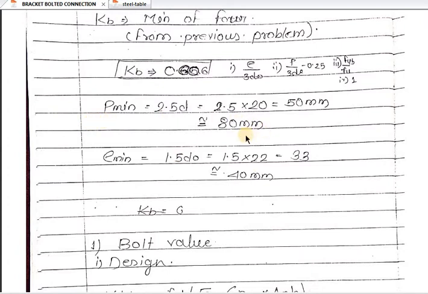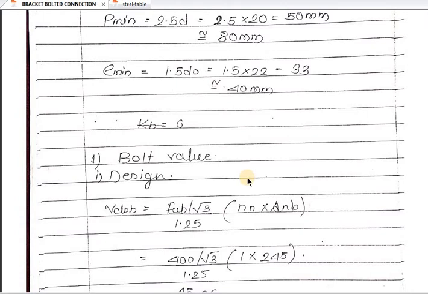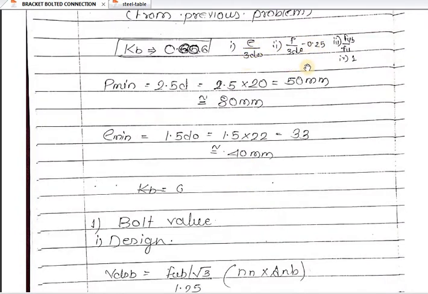Actually, these are design problems, so you can change and apply as per your conditions. Instead of 50, you can take 60 also. Here, instead of 40, you can take 50 also. So these are the designing steps. If it is safe, that means this pitch value and edge distance are safe. If it is unsafe, you have to change the pitch distance and the edge distance also.